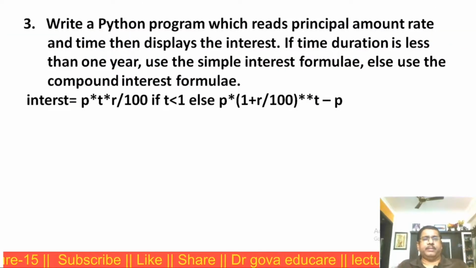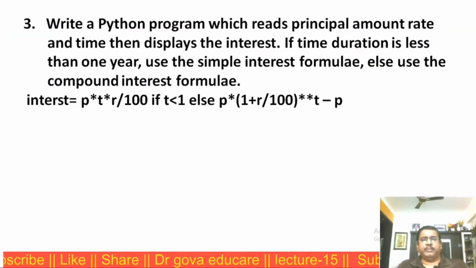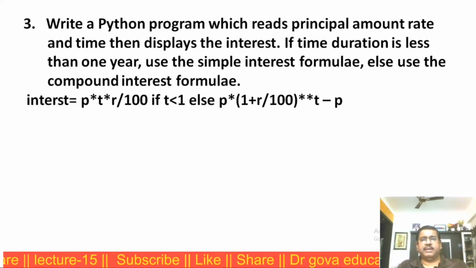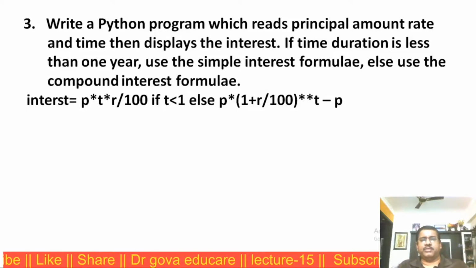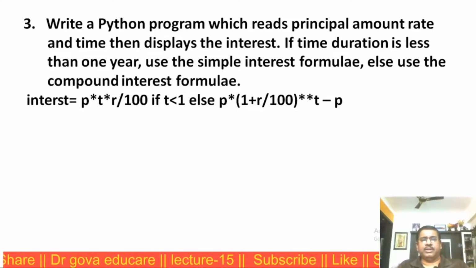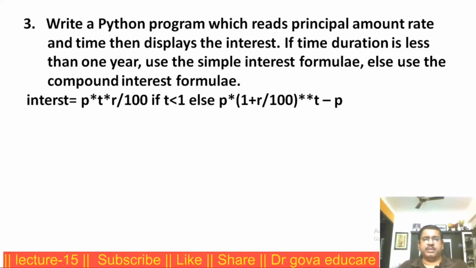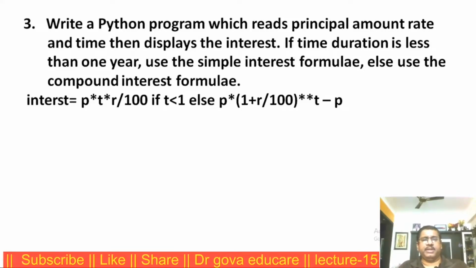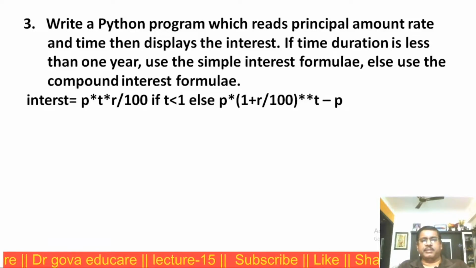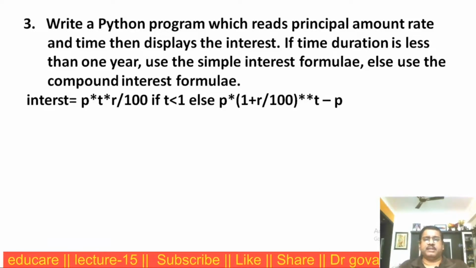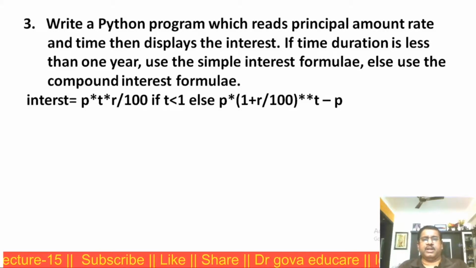Now this third program: write a Python program which reads principal amount, rate and time, then display the interest. If the time duration is less than 1 year, use the simple interest formula, else use the compound interest formula. I already discussed how to calculate simple interest. The formula is PTR by 100. Now the compound interest is P times 1 plus R by 100 double star T minus P. Now this is the logic.